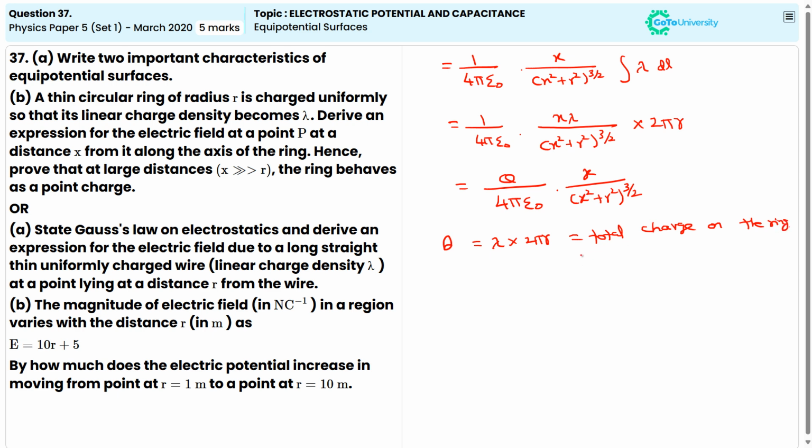So the field is directed along the axis when x is much larger than r. So we have the condition x is greater than r, much larger than r. So we have E equal to Q by 4 pi epsilon naught into x divided by (x square plus r square) to the power 3 by 2. So finally we have E equal to 1 by 4 pi epsilon naught into q divided by x square. So at large distance, x is greater than r, the ring behaves as a point charge.